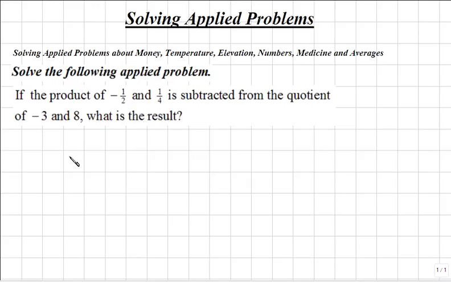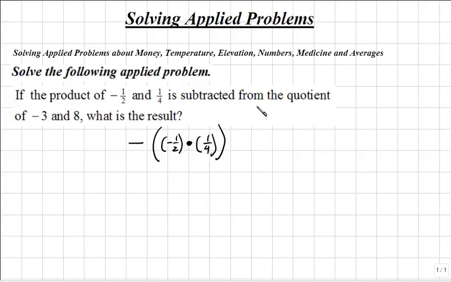So, word for word, the word product means that we'll multiply, and we'll use a dot to represent multiplication. The two numbers we're multiplying are negative 1/2 and 1/4. So we'll write negative 1/2 multiplied by 1/4. This product is subtracted from. That means that we'll take this product in parentheses and subtract it from some other expression.